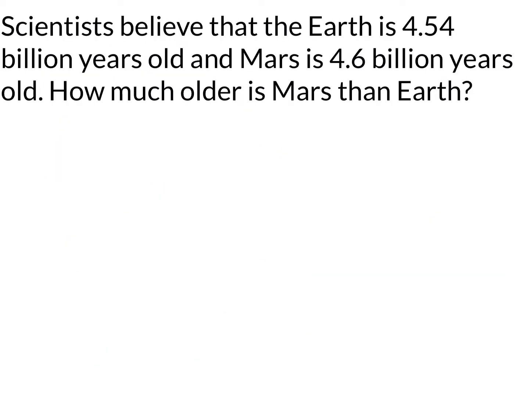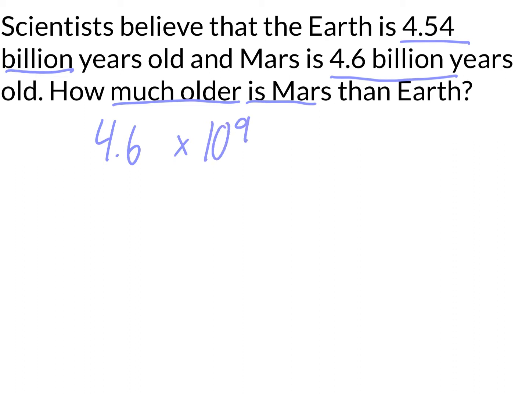Now, let's consider an example. Scientists believe that Earth is 4.54 billion years old and Mars is 4.6 billion years old. How much older is Mars than Earth? Well, that means we need to put the age of Mars first, 4.6 billion, which, if we think about the place value we just looked at, would be 4.6 times 10 to the 9th.